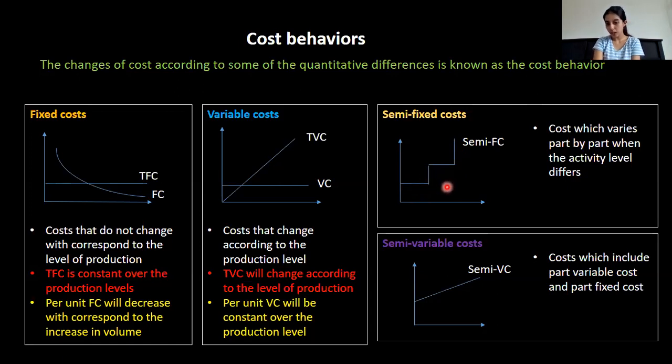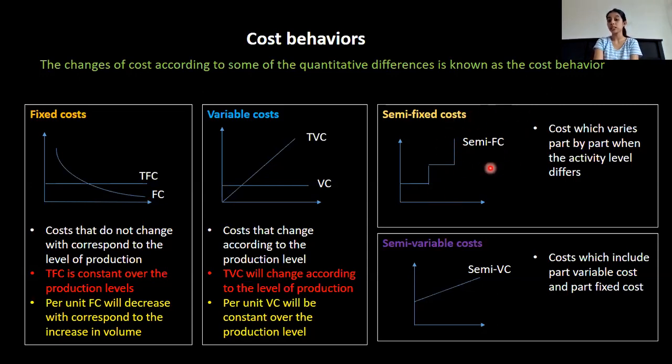So the moment you pass the 100th unit, the cost will gradually increase. From the 100th unit to the 200th unit, we can assume that they are charging something higher than 5 rupees, maybe 10 rupees. So from the 100th unit to the 200th unit, they are charging 10 rupees per unit. The moment you pass the 200th unit, the cost will again gradually increase. So that is what is meant by this semi-fixed cost.